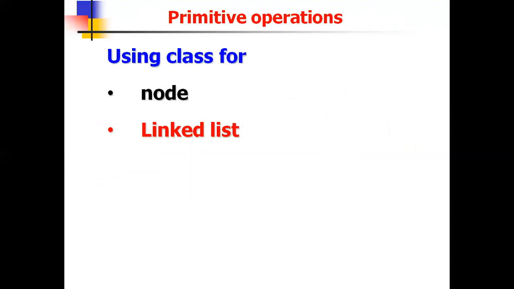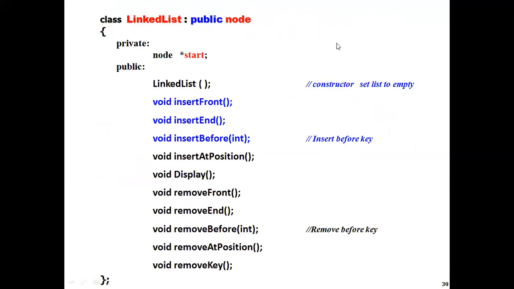Now we have seen how the node can be created using a class. Now let us see how you can construct a class for the linked list itself. So this is the class called linked list, and this linked list class is inherited from the node class. That means the data part and the link part are directly available here, and the get node and free node functions are also available to this class.